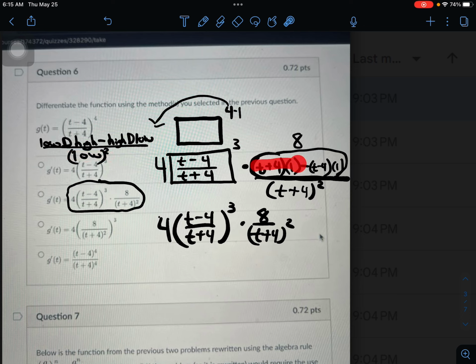Then I simplified the top. All that goes down to 8. And that's where I get this right here. Okay, so it's a lot of steps. Takes a little bit of practice. At first, it looks a little bit overwhelming. But again, if you have any questions, email, Zoom.